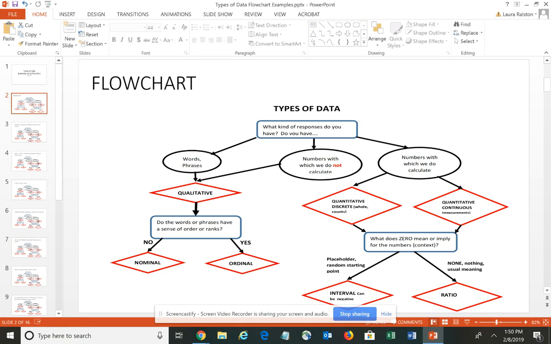You start out by asking yourself, what kind of responses do you have? Do you have words or phrases? Do you have numbers with which we do not calculate, or numbers which we do calculate with? And then it walks you through. So I want to go through some examples together and show you how to use this flow chart to ultimately get to the correct answer.